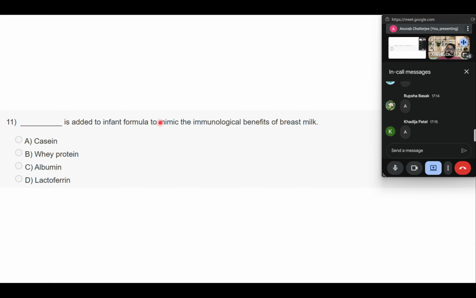Blank is added to infant formula to mimic the immunological benefits of breast milk. The options are casein, whey protein, albumin, or lactoferrin. You can put in what you think is the correct option in the chat.